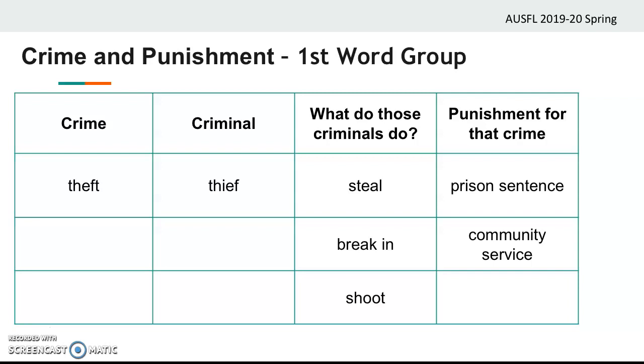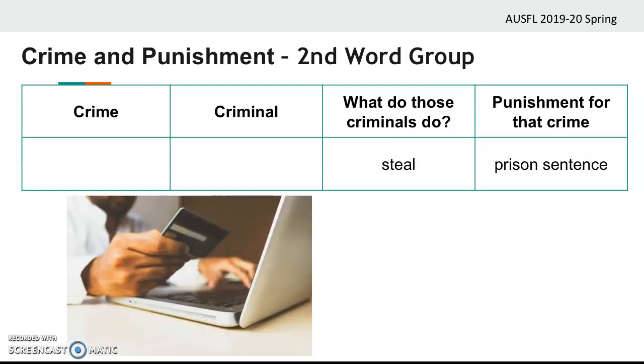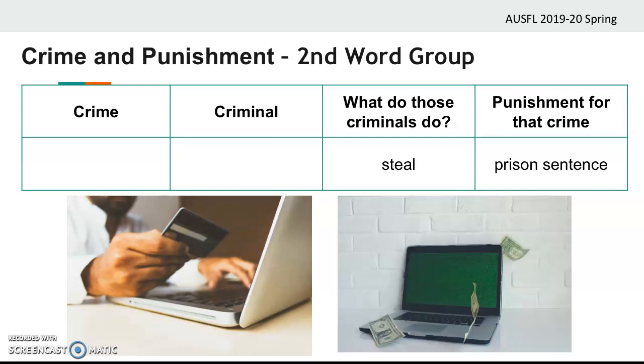So in our first group, we have the crime theft, and the person who is committing theft is a thief, and thieves generally steal, break in, or shoot, and the common punishment for that crime is prison sentence or community service. But there are many ways to steal money from people. Think that you are online shopping and you're using your credit card, and a person copies your credit card information and uses it to steal money from you. Or a person tells lies to you to get some money from you.